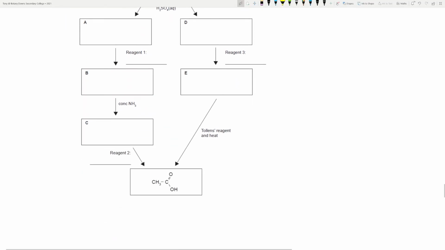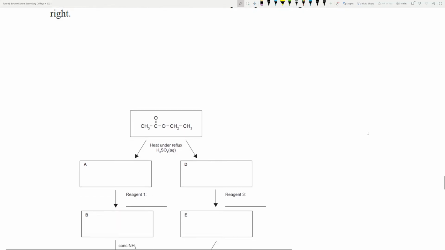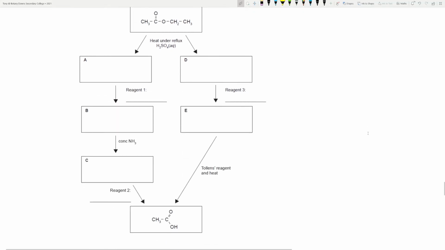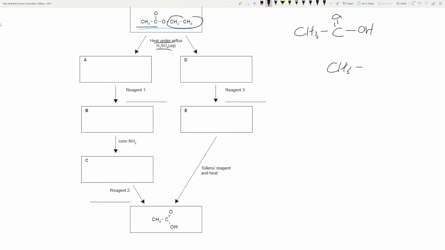All right, and this is another flowchart. Oh, they love flowcharts in 2021. Okay, so this is question 3B, a flowchart question. So this one right here is ethanoate. Heat under reflux, so that means we are breaking it. Let's have a look. They're not giving us a lot of clues here. So what are the two products? If we heat it up, it's going to do this, it's going to do this. One of them is going to go in one box and one in the other box. So how do we know which one goes into which?